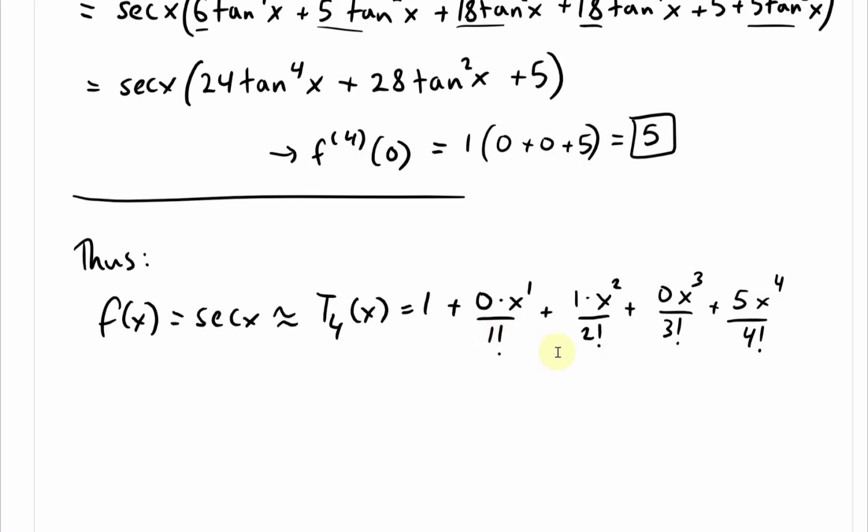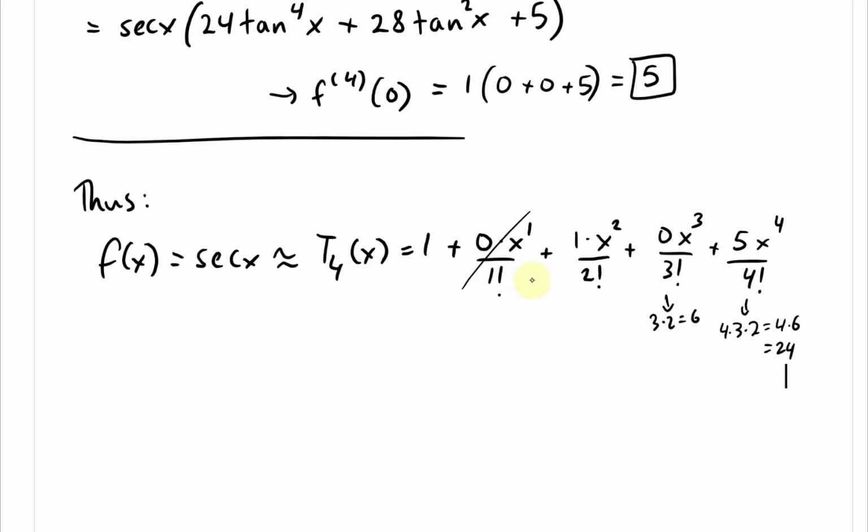This one's going to be 1, this one's going to be 2, this one's going to be 3 times 2, which is 6. This one right here is going to be 4 times 3 times 2, which is 4 times 6, which equals 24. So now we can get rid of the zeros. Just cancel all the zeros.